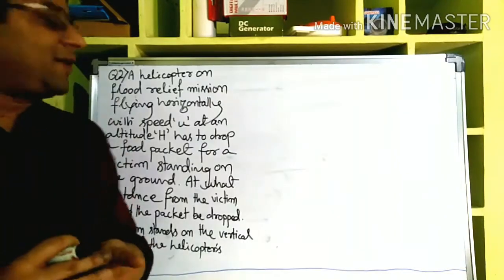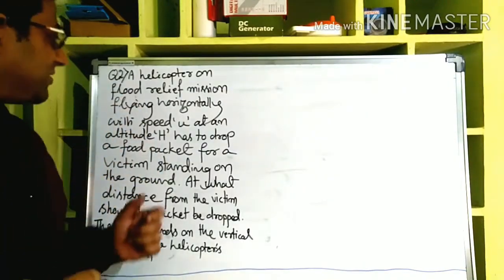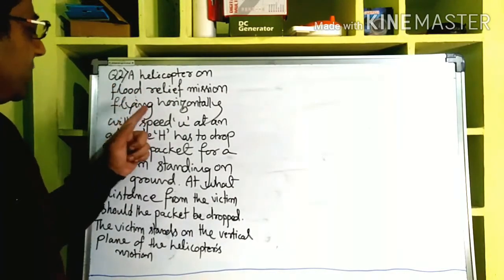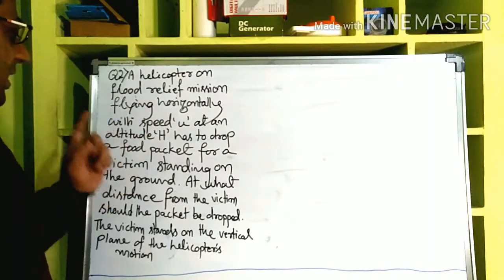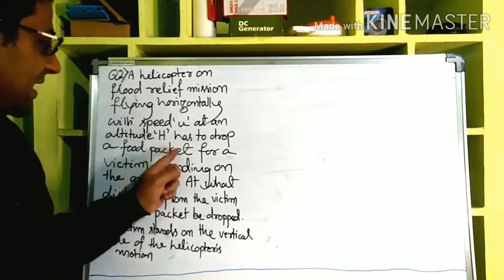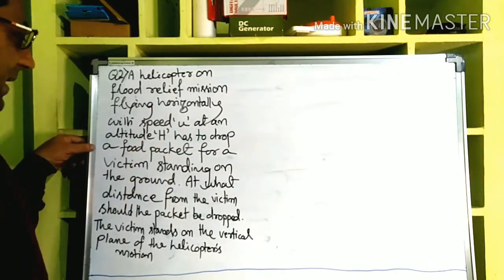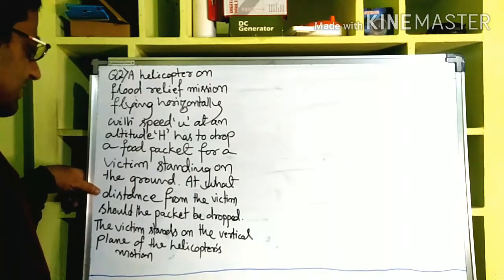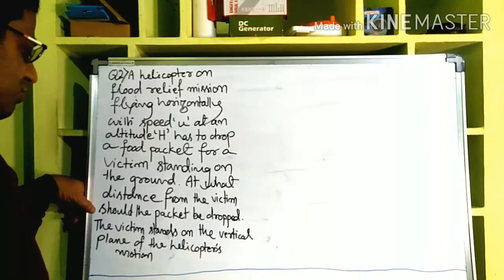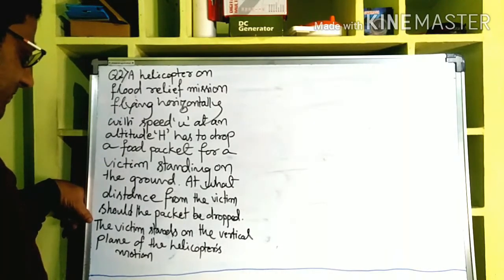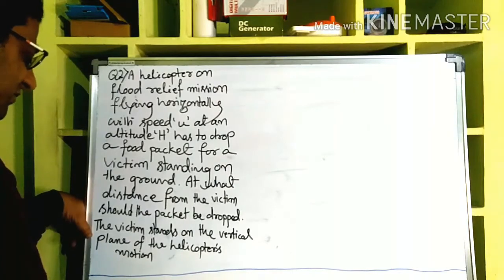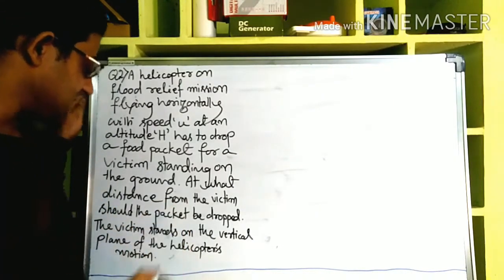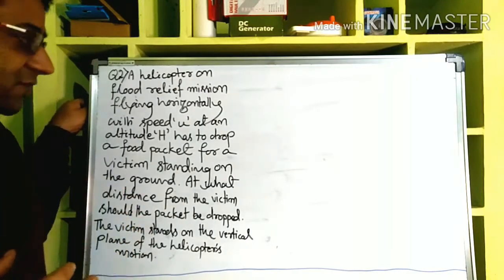Clear everybody? Now let us take up this example of H.C. Verma. A helicopter on flood relief mission flying horizontally with speed u at an altitude capital H has to drop a food packet for a victim standing on the ground. At what distance from the victim should the packet be dropped? The victim stands on the vertical plane of the helicopter's motion. It makes sense, right? Now this is a conceptual question.